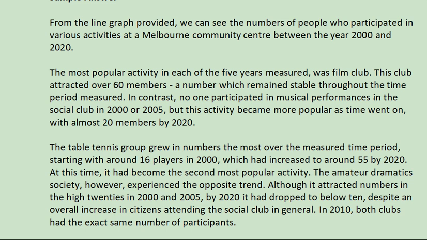The table tennis group grew in numbers the most over the measured time period, starting with around 16 players in 2000, which had increased to around 55 by 2020. At this time, it had become the second most popular activity. The Amateur Dramatics Society, however, experienced the opposite trend. Although it attracted numbers in the high 20s in 2000 and 2005, by 2020 it had dropped to below 10, despite an overall increase in citizens attending the social club in general. In 2010, both clubs had the exact same numbers of participants.